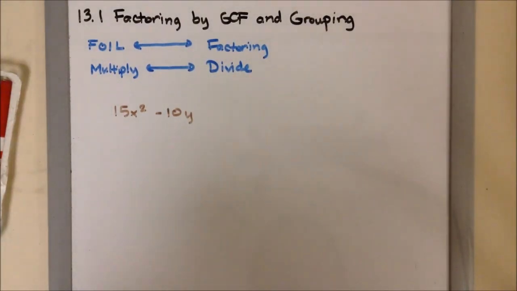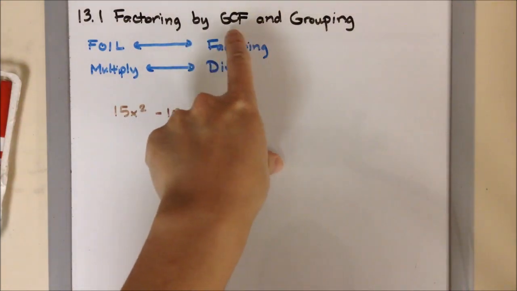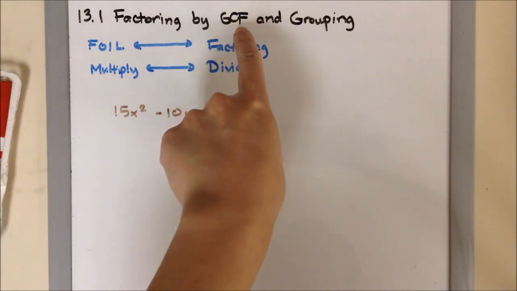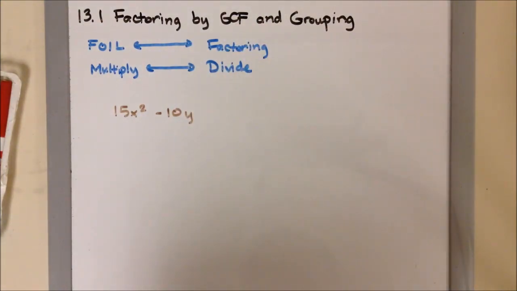Welcome to section 13.1, Factoring by GCF and Grouping. The first part we're going to go over is factor by GCF, meaning greatest common factors. So repeat, GCF is greatest common factor. Before we do any examples, I want to review that when it comes to factoring, we are dividing.